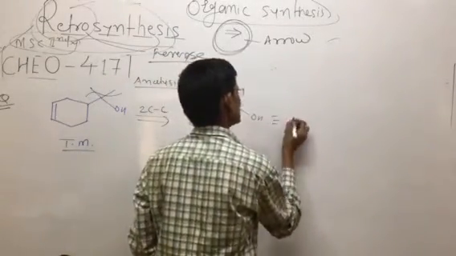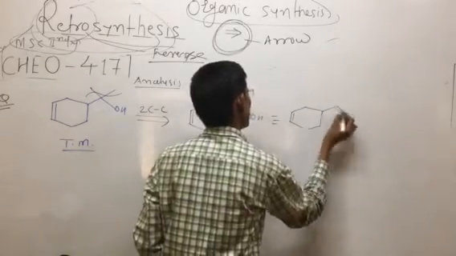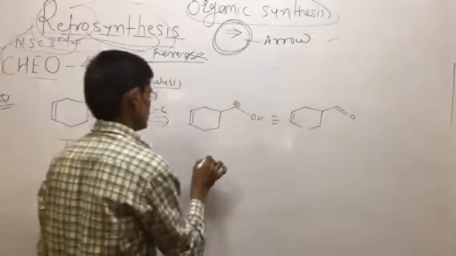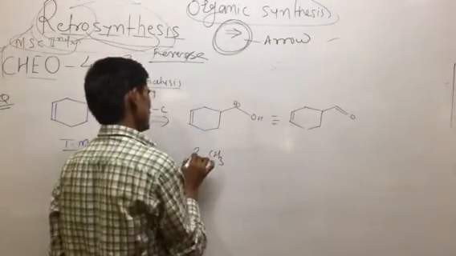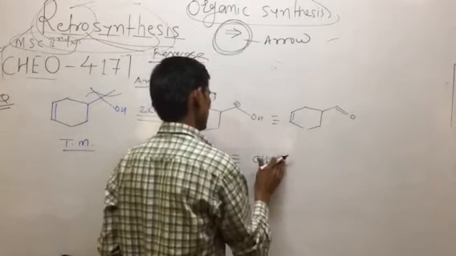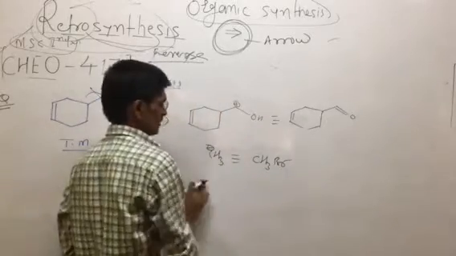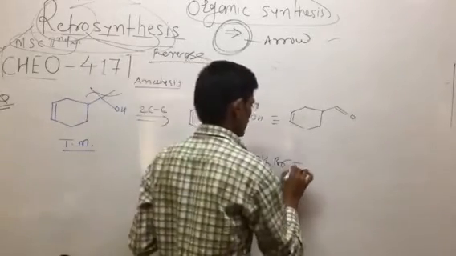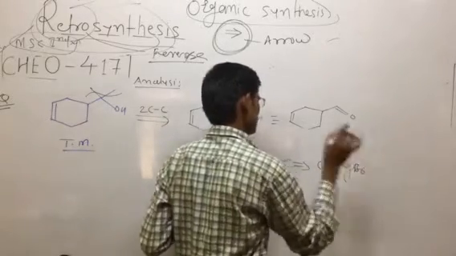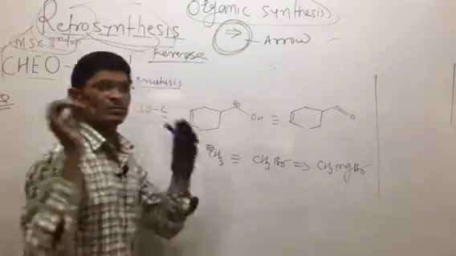This is the cyclohexane group. This cyclohexane is as it is, and this is the aldehyde. There is an aldehyde and two methyl groups. So these two CH3 groups are negatively charged, and this is equal to CH3Br. I am writing this as CH3MgBr, methyl magnesium bromide. This is the analysis up to this mark.